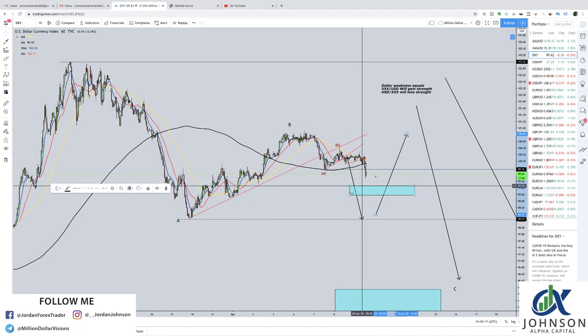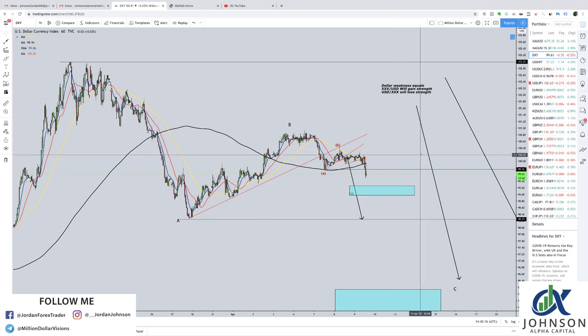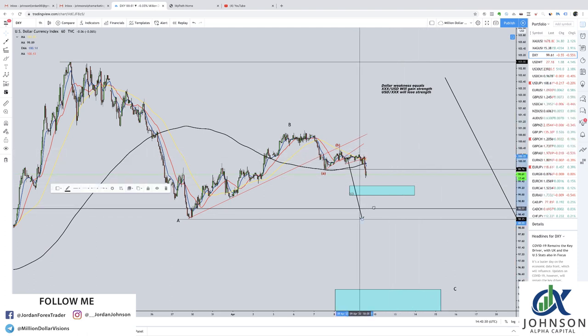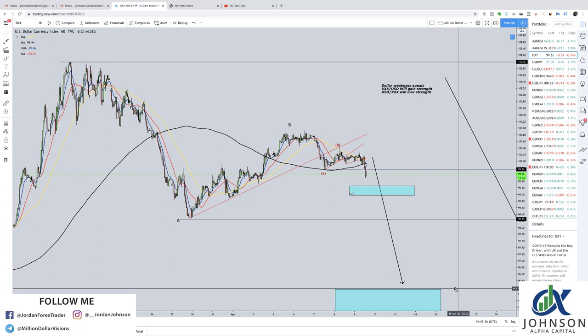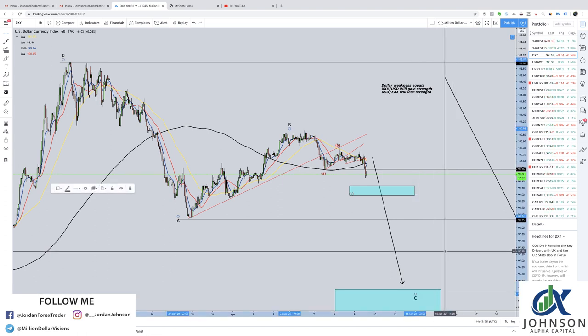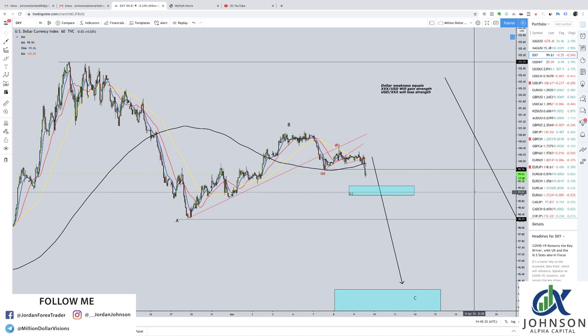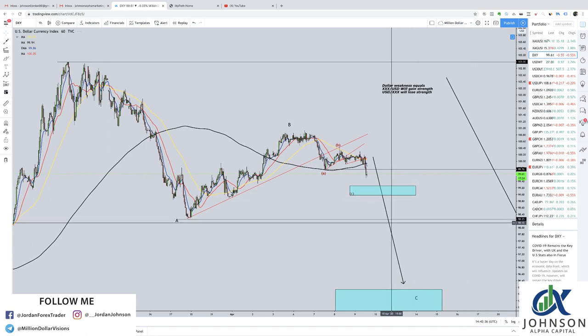Or we can get something very simple, which might happen. I don't think it's the highest probability, but we could just blow past these levels and go straight towards the blue box to form this bigger zigzag, to form this bigger correction. Now, because of time, I don't think the market's just going to move directly like that. But that is a possibility of what could happen. So that's why I'm looking at dollar index.